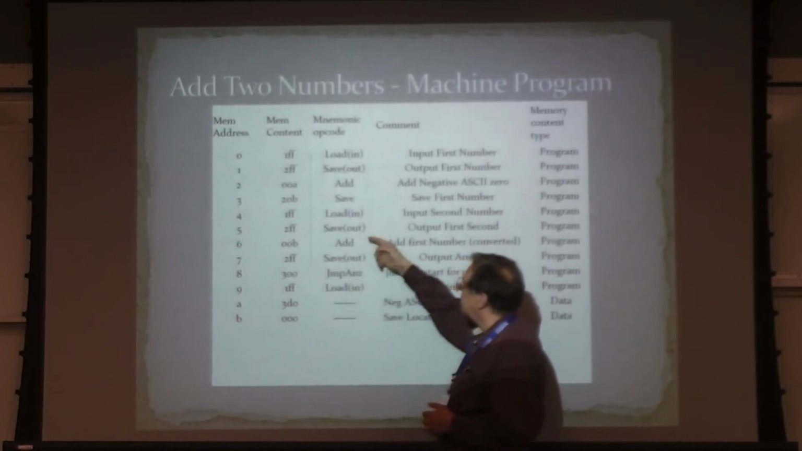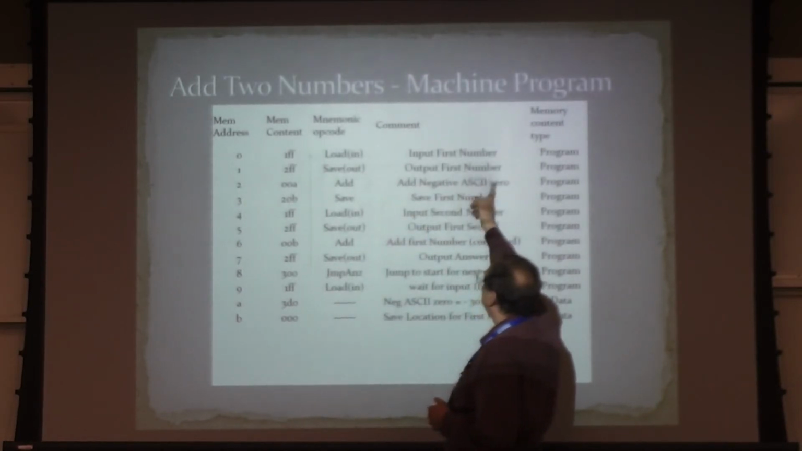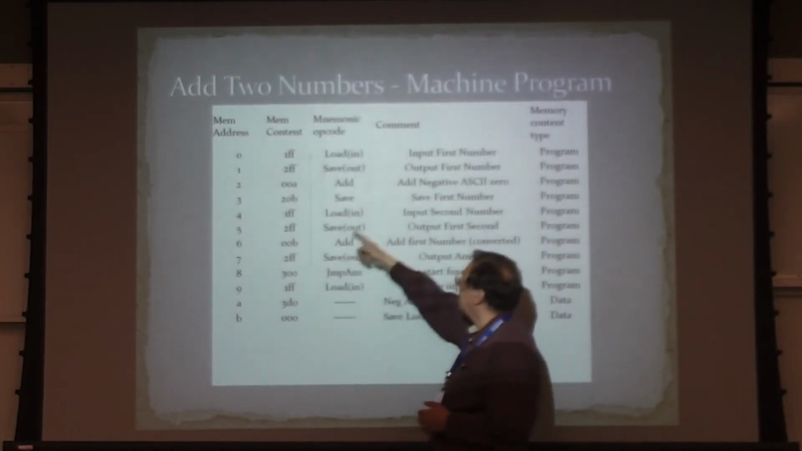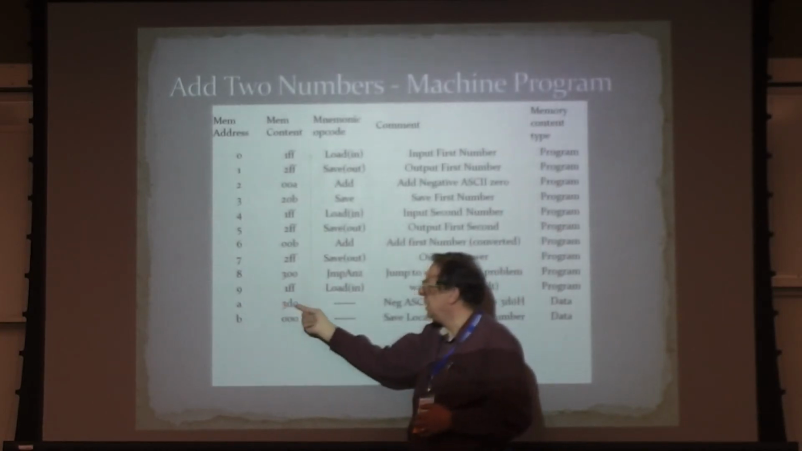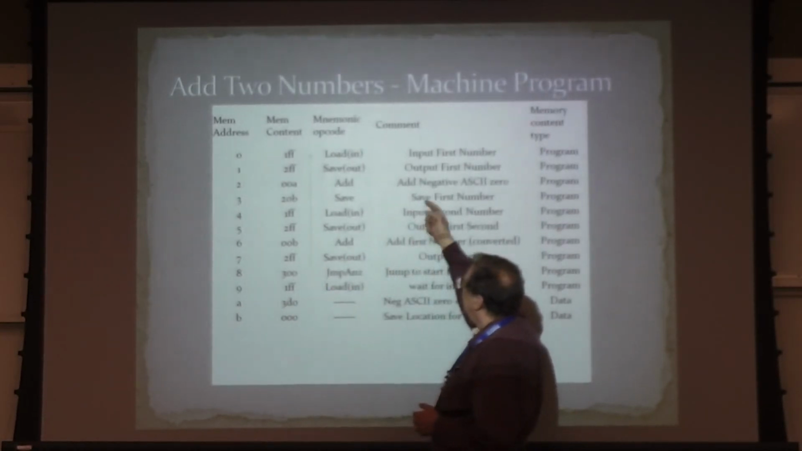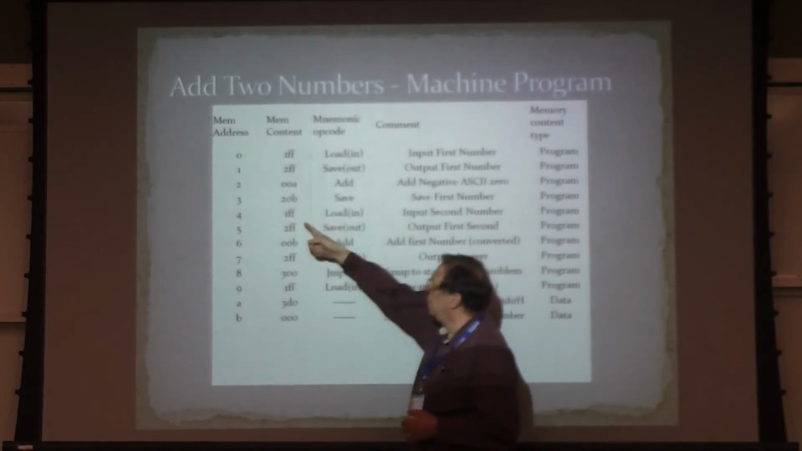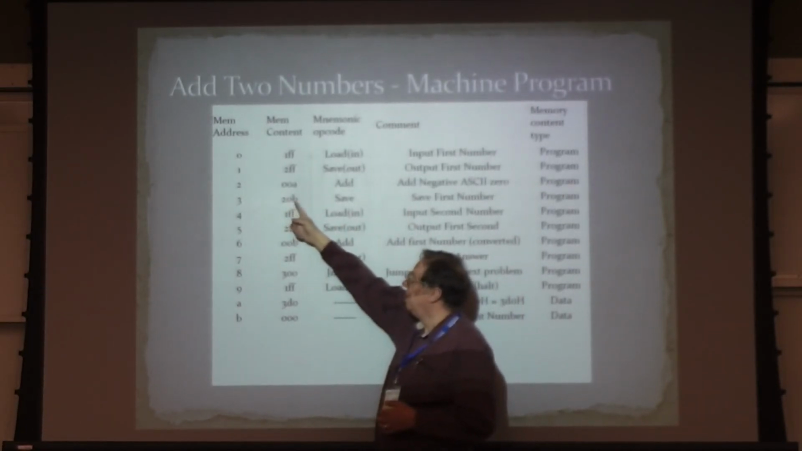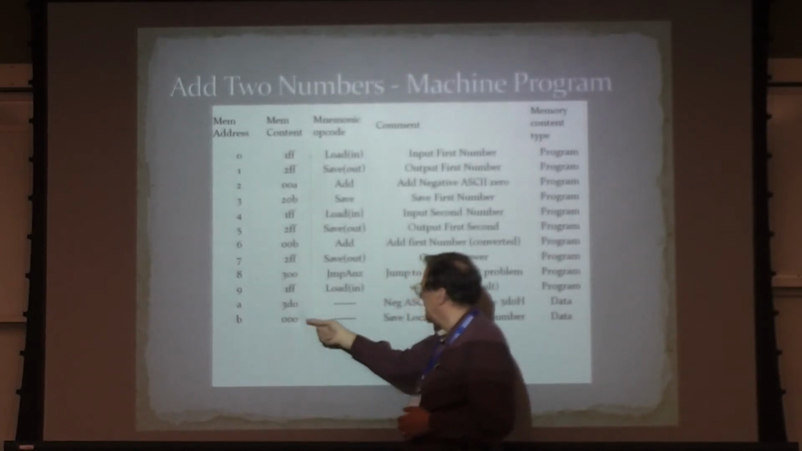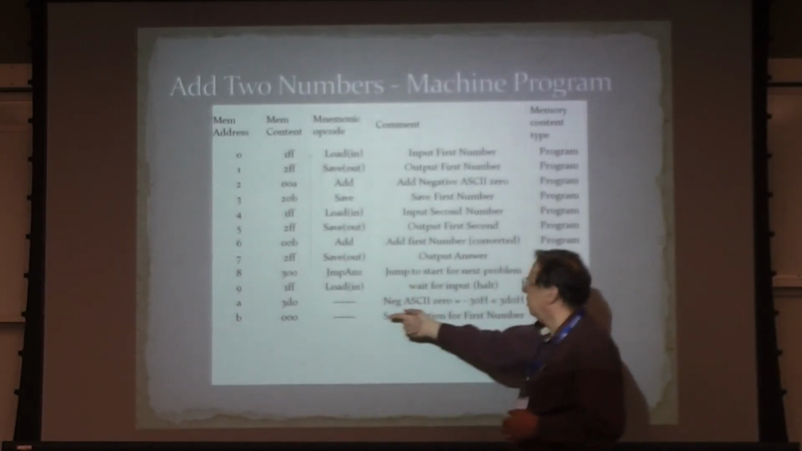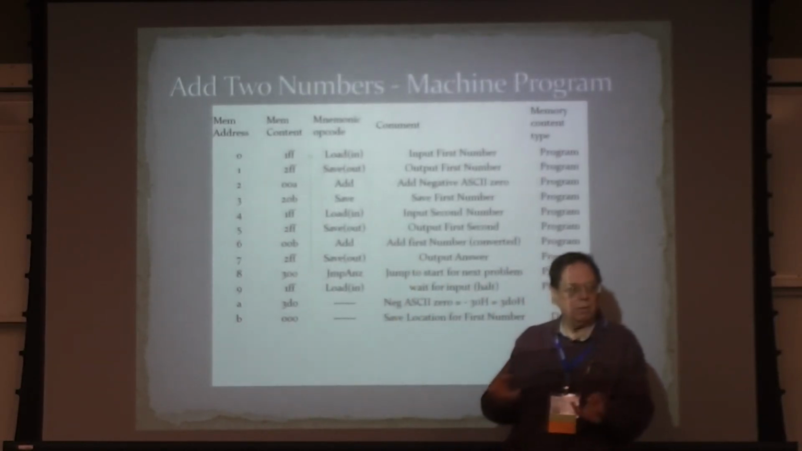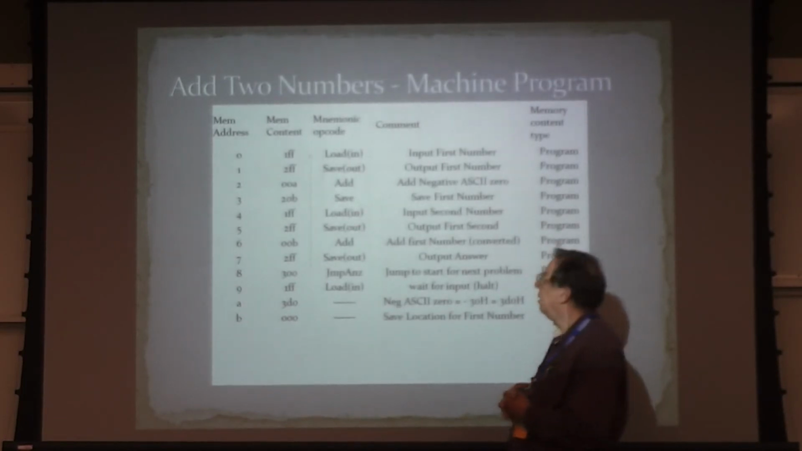Anyway, so this location, so we say add this negative ASCII 0. So it adds from what's in memory location A, which is this thing. We add that to the number that we just got. We save it in memory location. 2 is a save. 0B, that means save in this memory location. So that's where we save the first number when we've converted it from a character into a number.